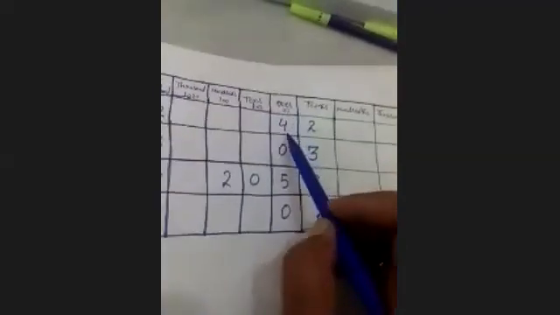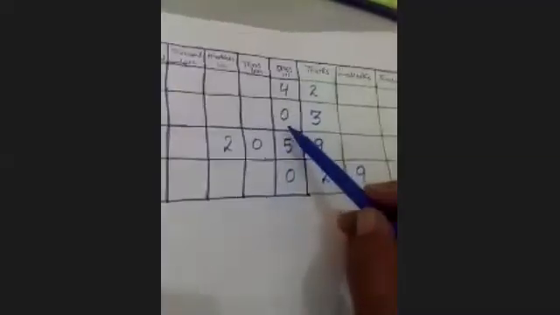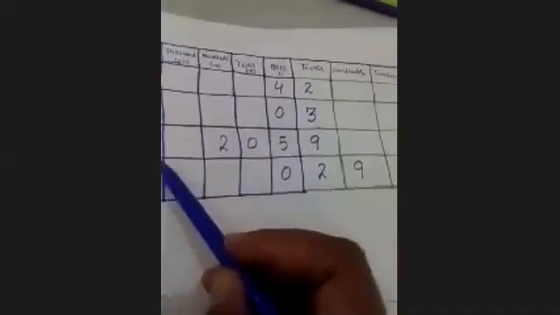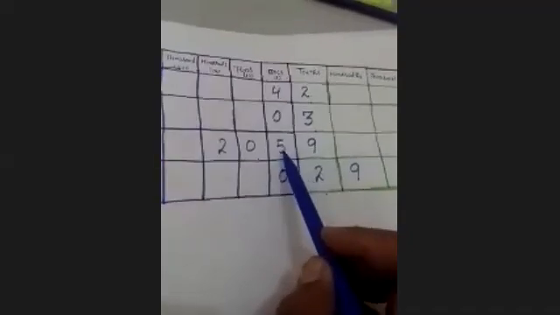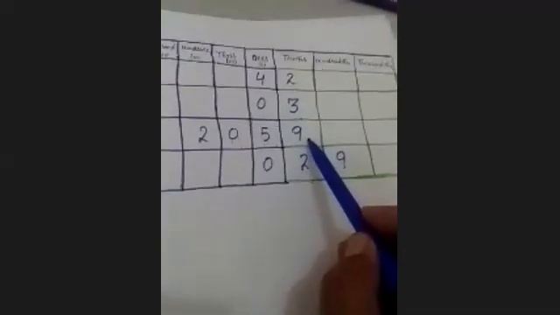4.2, 4 at the ones place and 2 at the tenths place. 0.3, 0 at the ones place and 3 at the tenths place. 205.9, 205 and 9 at the tenths place. 0.29, 0 then 2 and 9. So, students, in the same way you can complete the second question, which has 7 parts.